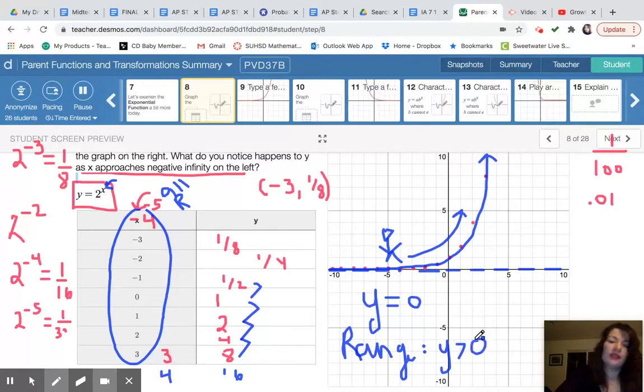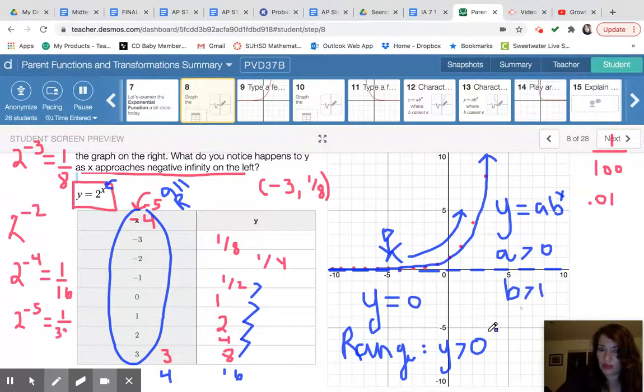And this is basically the characteristics of an exponential growth. An exponential growth has a value a that is always positive. So a is greater than 0, in other words, positive, and the base is going to always be greater than 1. So these are the characteristics of an exponential growth. In the next video, I will talk about exponential decay.